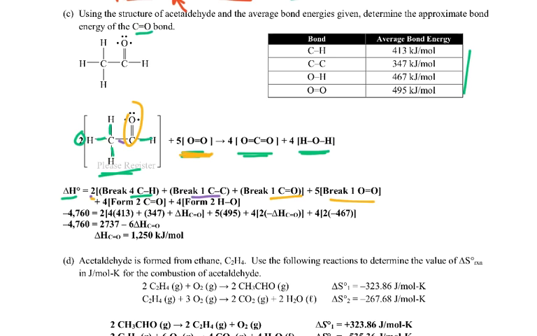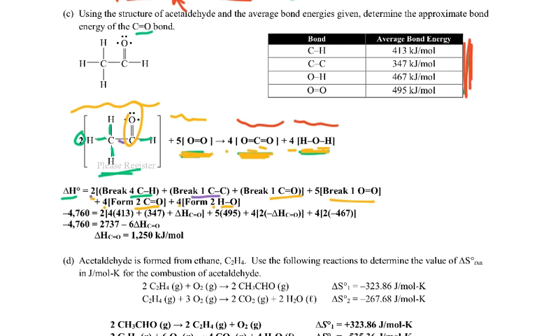And then the products, we're not breaking these, we're making these. So what do we have? We have 2 C double bond O bonds, but we're doing that 4 times. So we have 4 times the CO double bond, 2. And with the H2Os, we have 2 OH bonds, but that's going to happen 4 times. So 2 OH bonds 4 times. So if we put that out in words, we're going to break those bonds, but we're going to make these bonds and make these bonds.